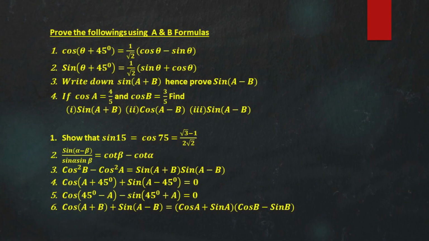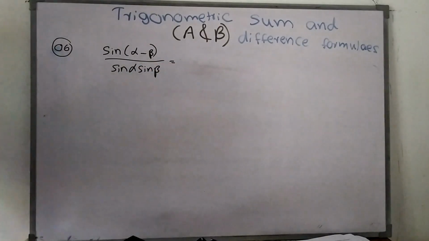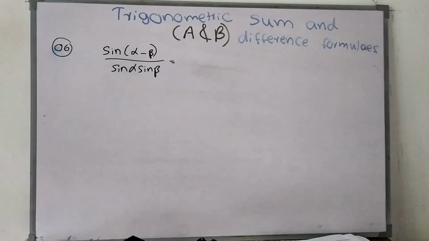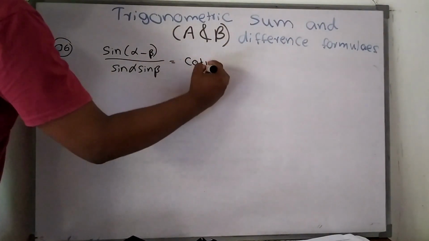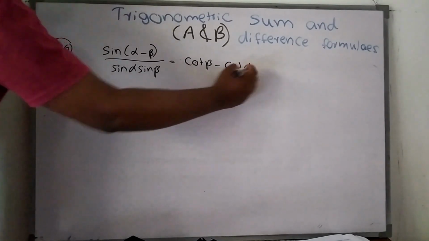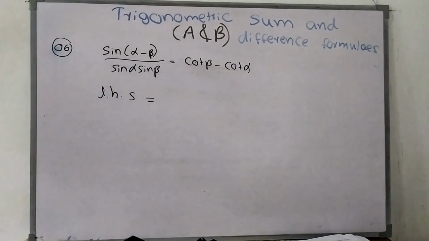Okay children, the next example, sin alpha minus beta over sin alpha sin beta, which should be equal to cot beta minus cot alpha. Right, I am going to start from left hand side.